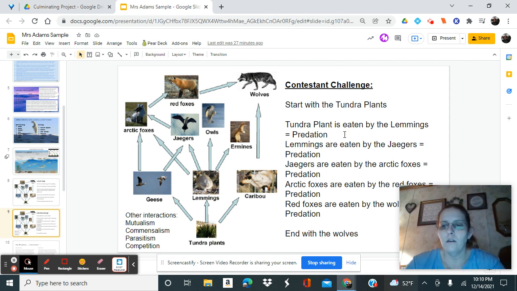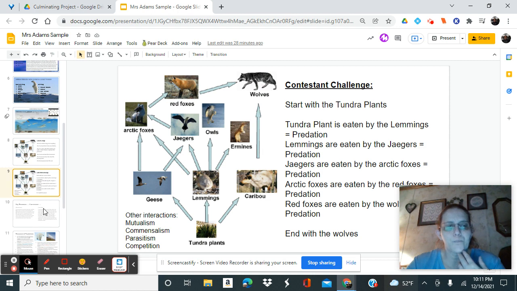Now I wanted the teacher to know that I also understand that predation is not the only interaction in an ecosystem. So over here, I just added that there are other interactions, and those are mutualism, commensalism, parasitism, and competition. It'd be nice if you could include those in your list here. I wasn't able to, but if you could, that would be terrific.